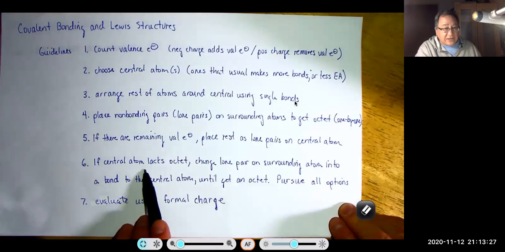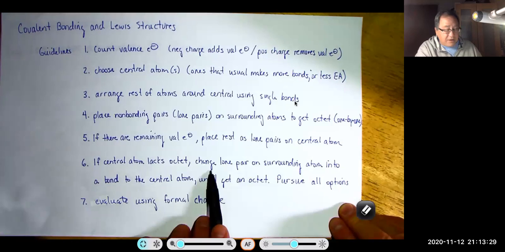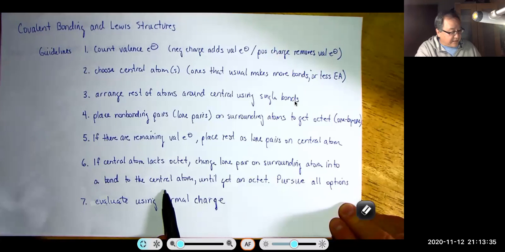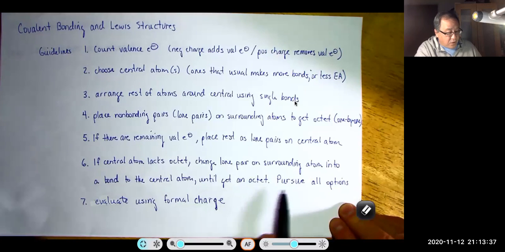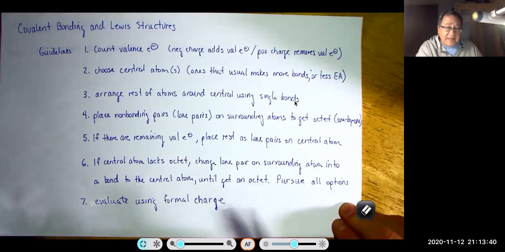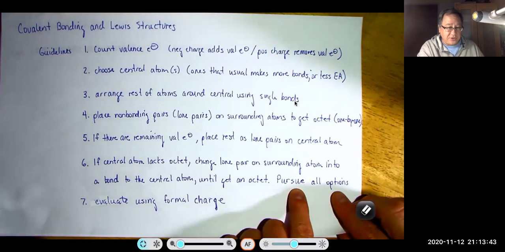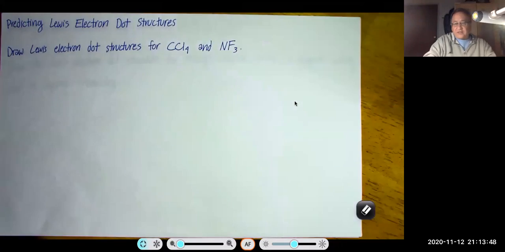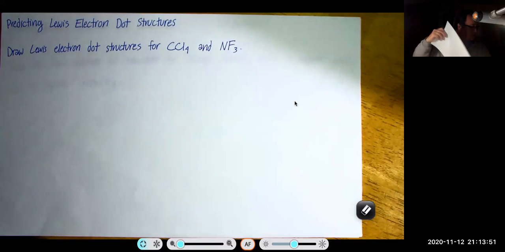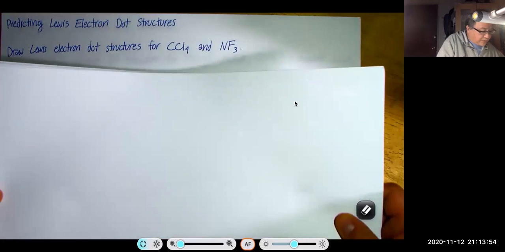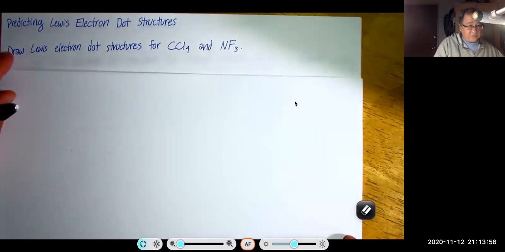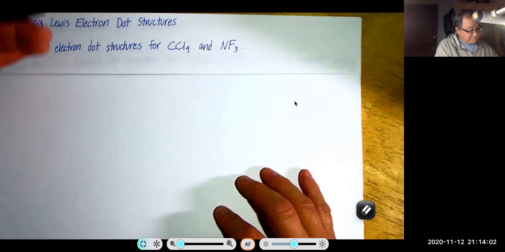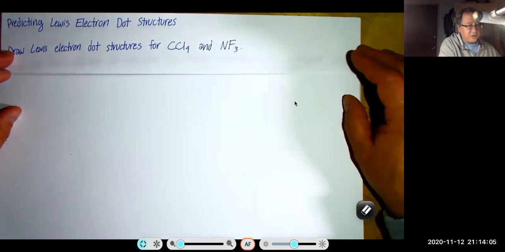If the central atom lacks an octet, though, you want to change a lone pair on the surrounding atom into a bond to the central atom until you get an octet on that central atom. And you want to pursue all options. That leads you to possible resonance structures. And then you evaluate using formal charge. So let's take a look at this one by one. These are pretty straightforward examples where when we look at the rules, number 1, count valence electrons. This one we end up coming to a fairly quick conclusion.